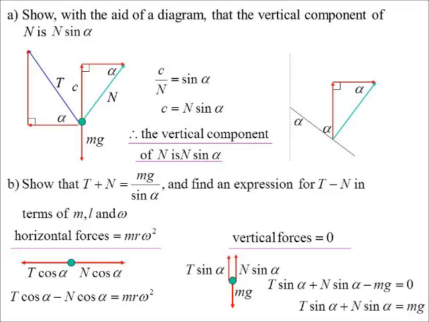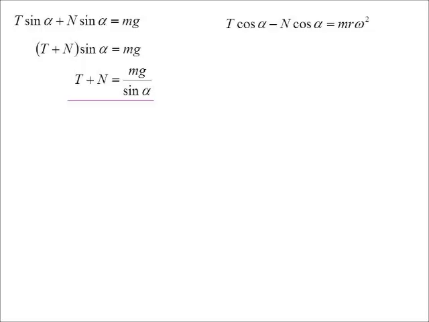Okay. First part of the problem was to find an expression. Well, they told us what it has to be, but hopefully you can see where it's going to come from. We've got to get T plus N. So T sine alpha plus N sine alpha is mg. So T plus N is mg on sine alpha. They then said find a similar one for T minus N. Well, over on our horizontal forces, we said T cos alpha minus N cos alpha was m r omega squared. So I get T minus N is m r omega squared on cos alpha.